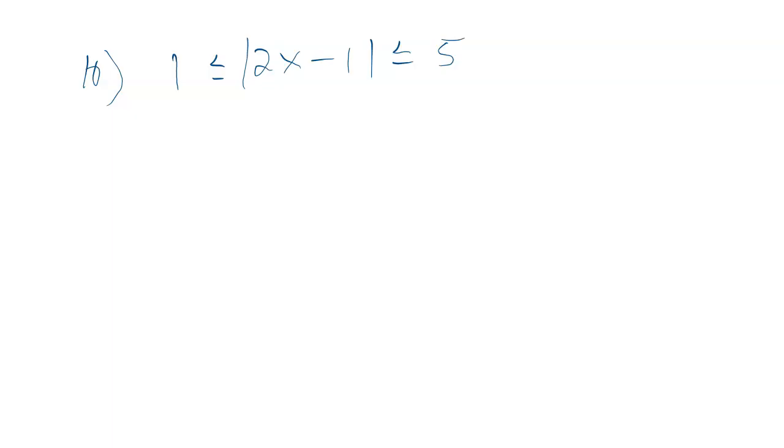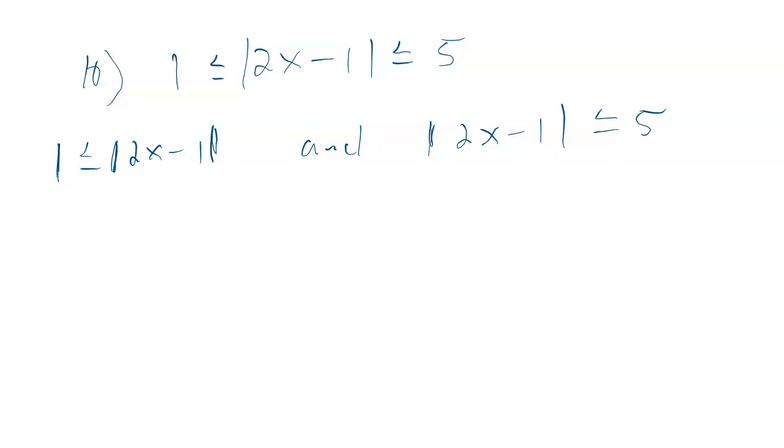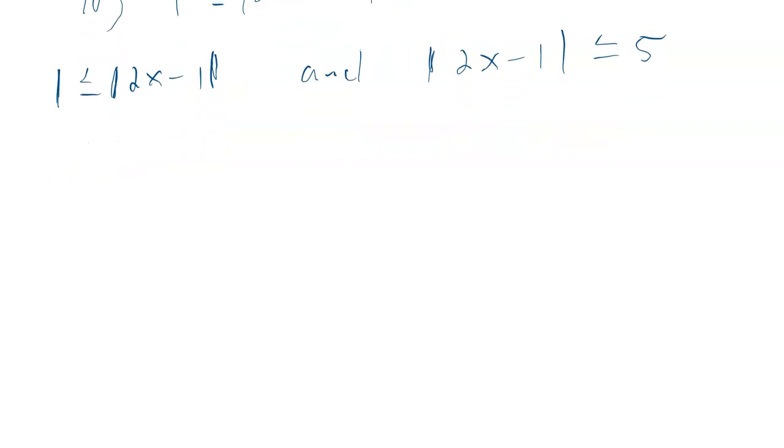Right now, that's a conjunction. So you can break this up into two equations using the keyword and. And those two equations are 1 is less than or equal to the absolute value of 2x minus 1, and the absolute value of 2x minus 1 is less than or equal to 5. And then you can solve each one of these separately. So let's do that.